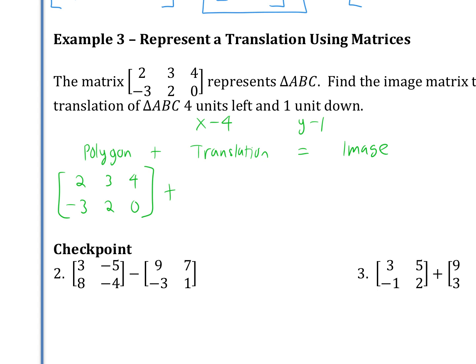What are we going to do to each x value? We're going to subtract 4 from all the x's, right? Well, is that going to be the top or bottom? Well, x is on top, so we're going to add -4 to the top. And what are we going to do to the bottom? We're going to subtract 1 from the bottom, okay? So it's basically just doing a translation like we've been doing, in the same way here, okay?